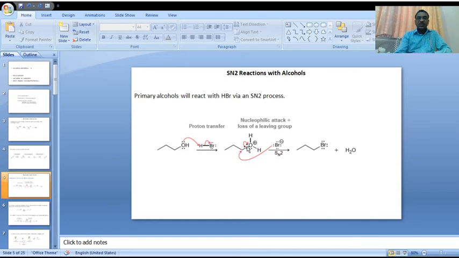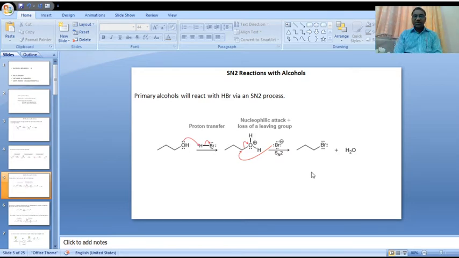At the same time, there is loss of the leaving group, this particular water molecule is lost from the reaction. Here the water molecule is removed from the reaction and we form the alkyl halide. Is it clear?